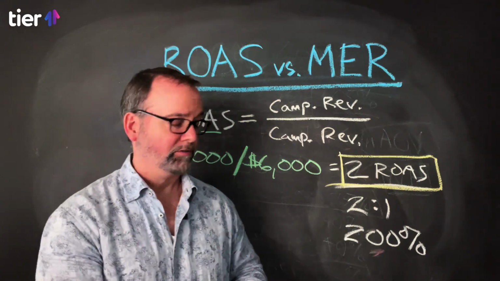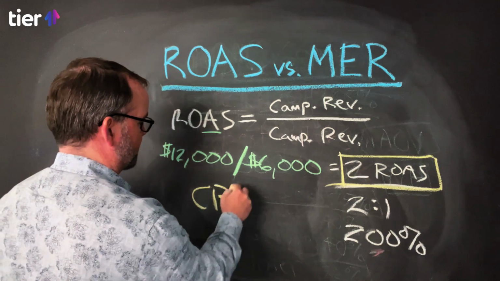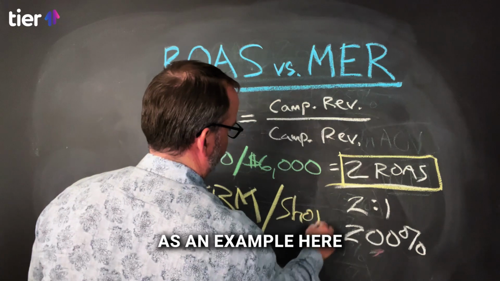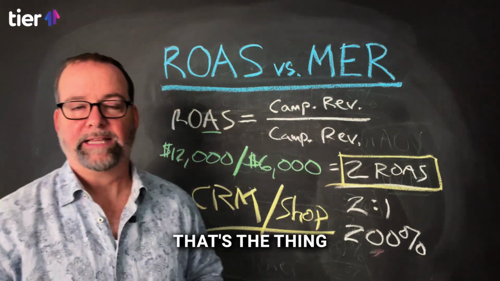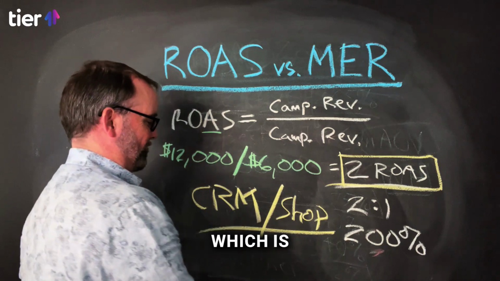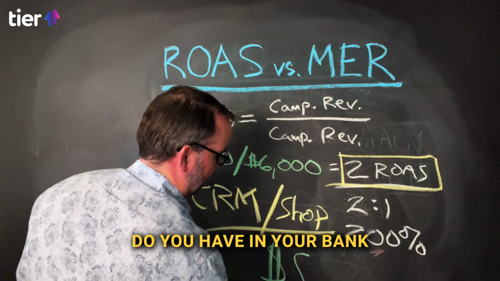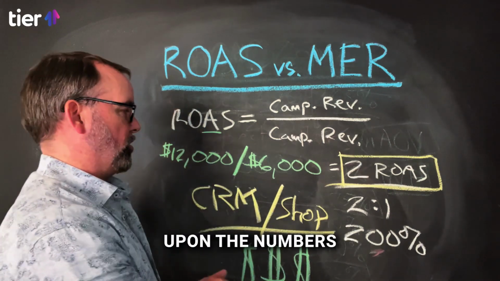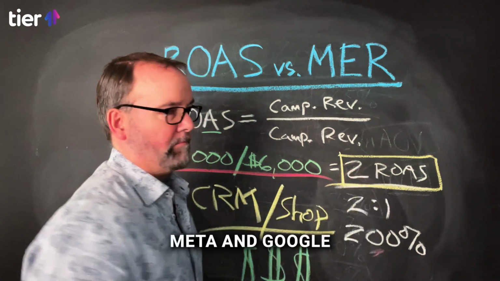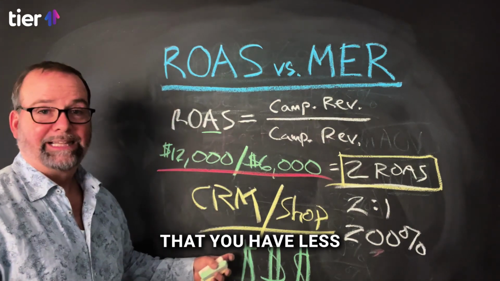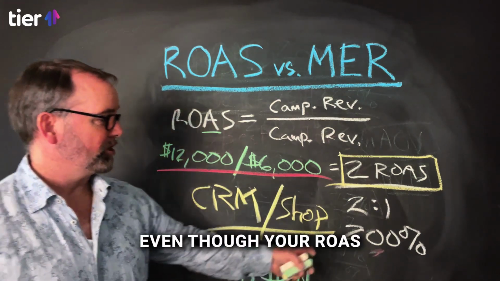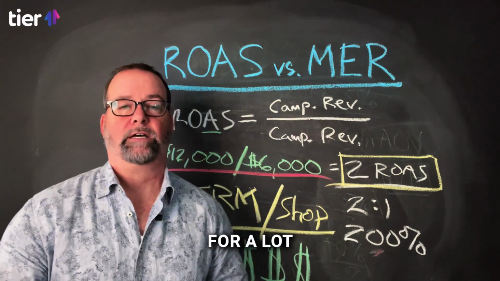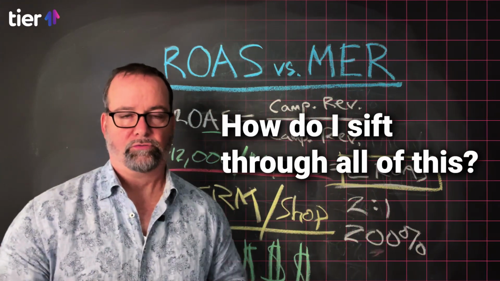Your source of truth, which is your CRM or the back end, and we're just going to use Shopify as an example here, that is your source of truth. That's the thing that actually relates back to how much more money you have in your bank account. That's what really matters. Because if you are overly reliant upon the numbers that you see inside Meta and Google, you might find that you have less and less money, even though your ROAS might look great. And that's really the travesty right now. And the real challenge for a lot of digital marketers is, how do I sift through all of this?